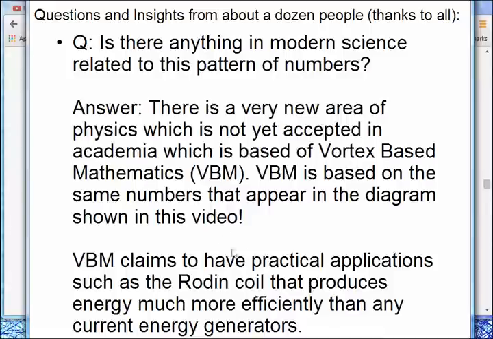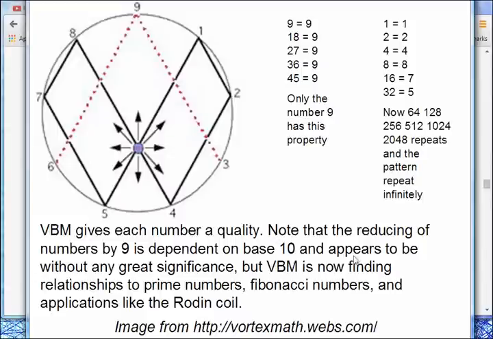Now, vortex-based mathematics is being used to develop things called Rodin coils that supposedly produce more energy than other energy generators. There's a lot of mystical, wild claims coming out of VBM that scientists are very skeptical of. We'll find out if over time the ideas in VBM are really valid or not. Some mathematicians regard it as just dressed up numerology and more superstitious, and other people are saying, look, we're applying these ideas and we're getting real results. We'll find out over time.